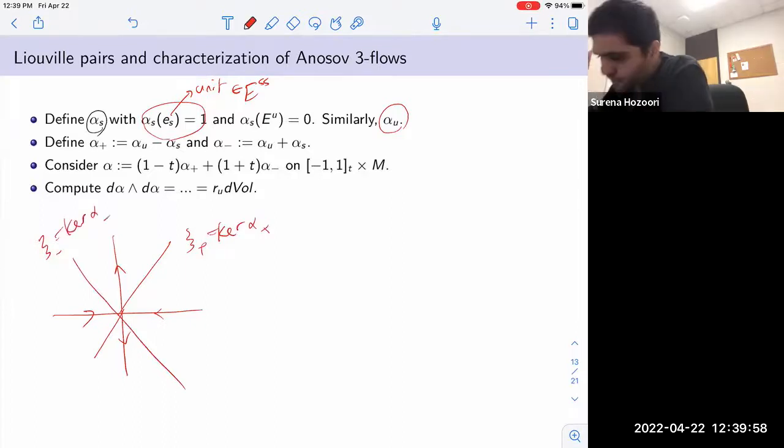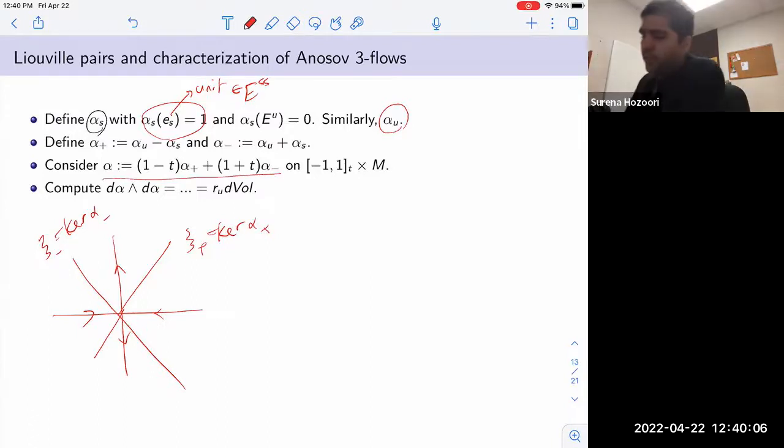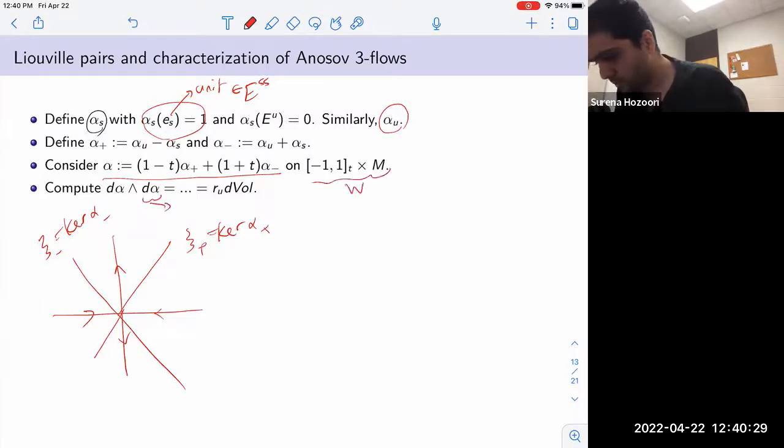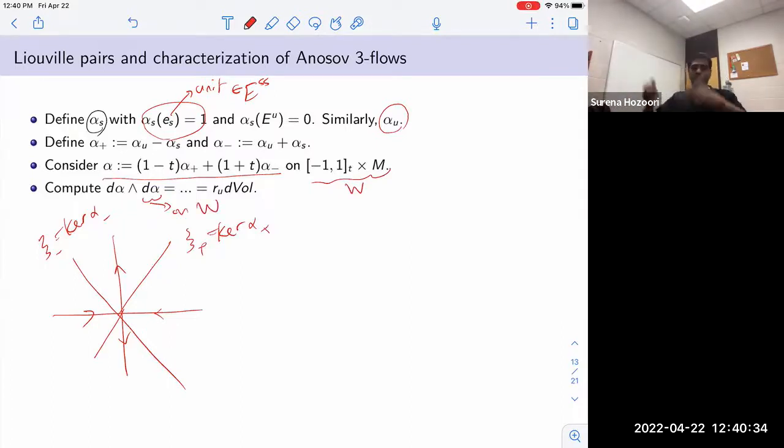contact structures here. Now consider this one-form, which is a linear interpolation of alpha minus and alpha plus on the manifold times an interval. I parameterize this interval with T, and I interpolate between alpha plus and alpha minus using this extra parameter. And by a very basic computation, the d alpha, which now lives on, let me call this W, is a 2-form on W, just RU times some appropriate volume form, which we don't care about.